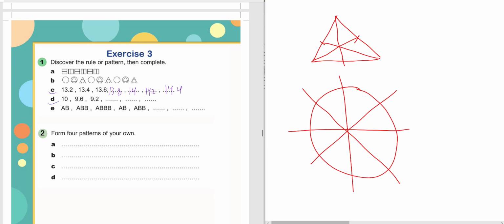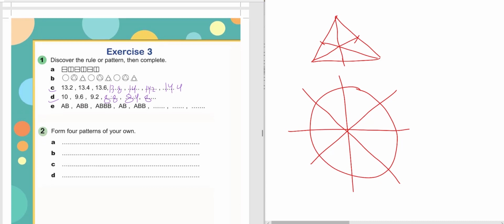Letter D, 10, 9.6, 9.2, the pattern is decrease by 4 tenths. So the next number is 8.8, 8.4.